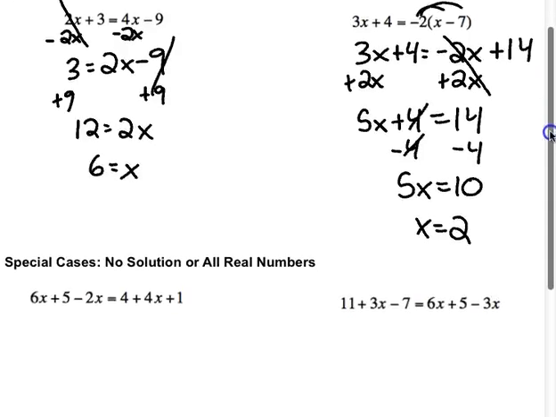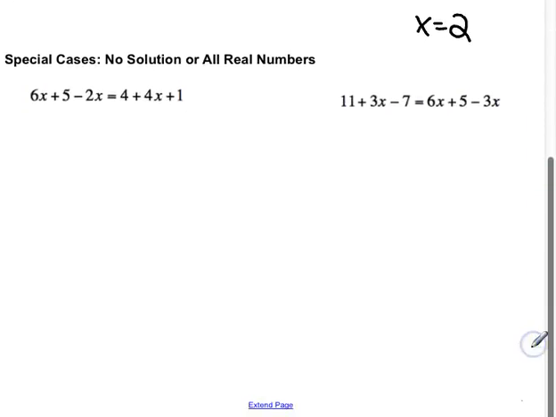Now there are some situations that can arise, and I call these our special cases. All right? And they're special cases because the variable is going to cancel out. So let's see what I mean by that.